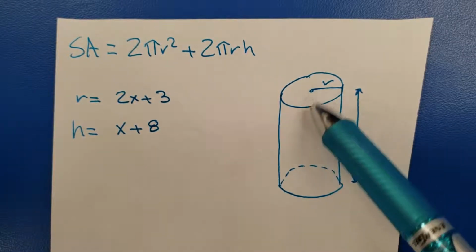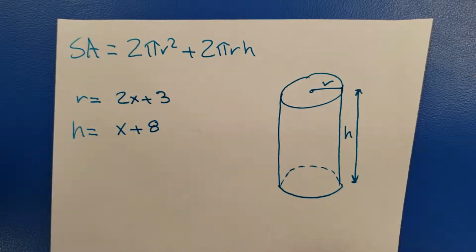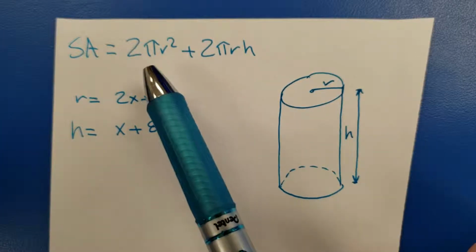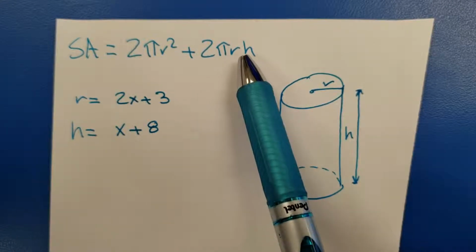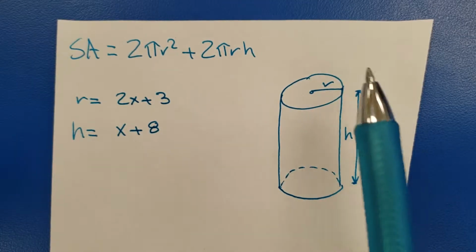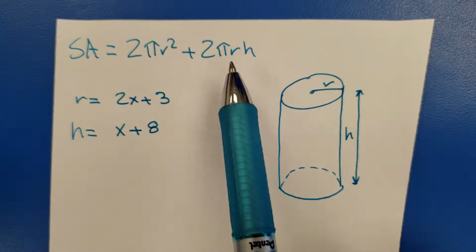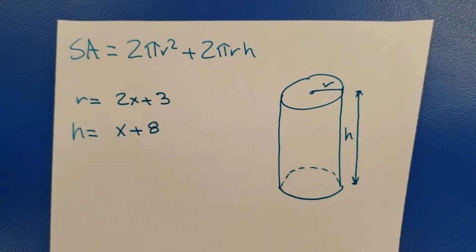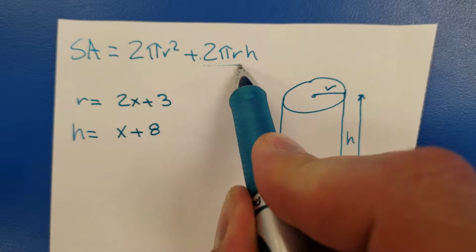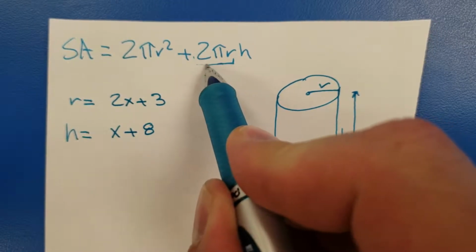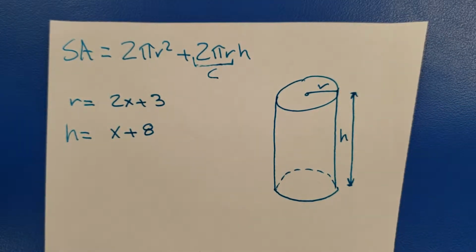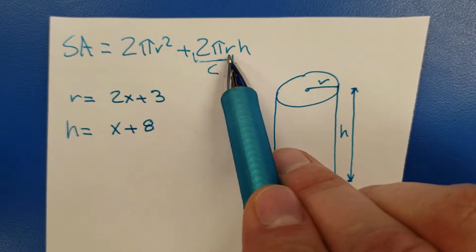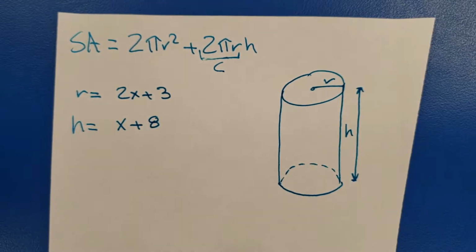I'm trying to find the surface area of this cylinder. The surface area of a cylinder is 2 pi r squared, 2 circles, plus the circumference 2 pi r times the height. Because again, when you cut this into pieces, you've got 2 circles, and then the circumference, this piece is the circumference, by the way. The circumference and the height make a rectangle. So that's all we're doing: 2 circles plus a rectangle would be the total surface area of this dude.